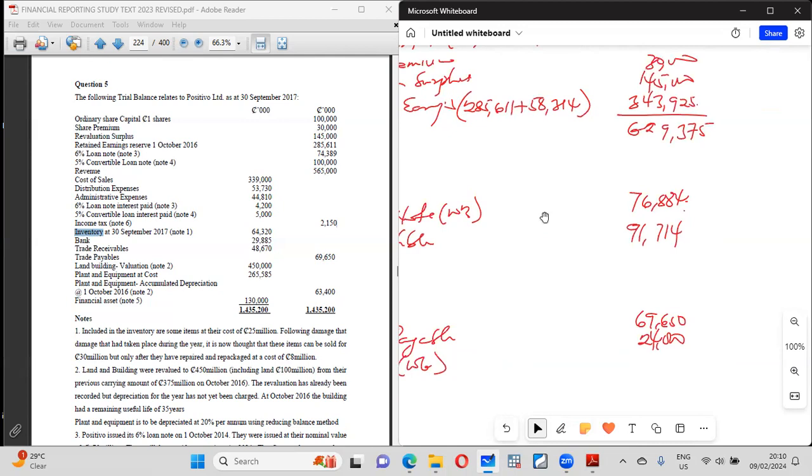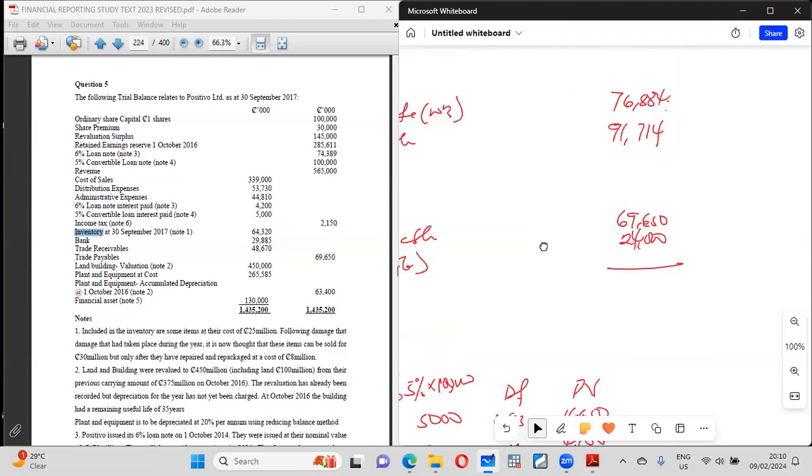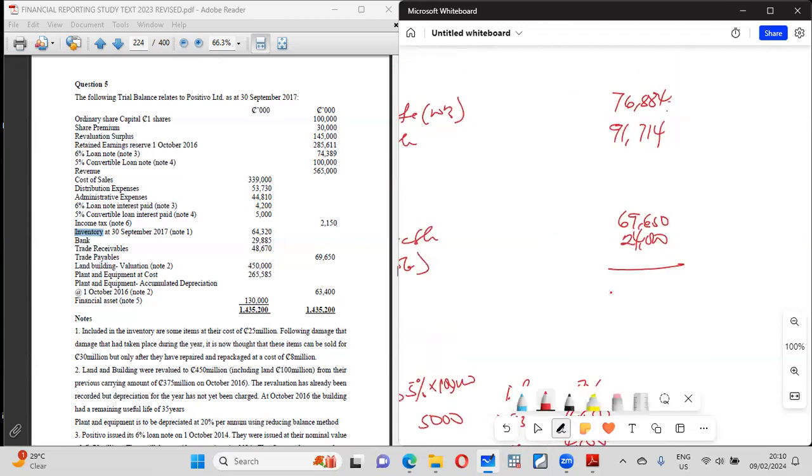Then I add again 69,650. Then I add again 24,000. It's inside, it balances. So even if it doesn't balance, go to the next question. Don't spend time running through.